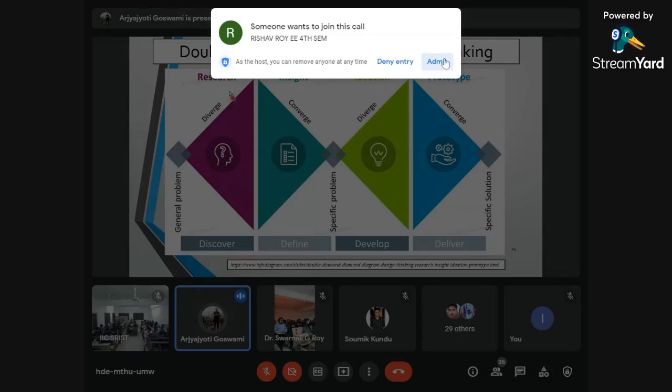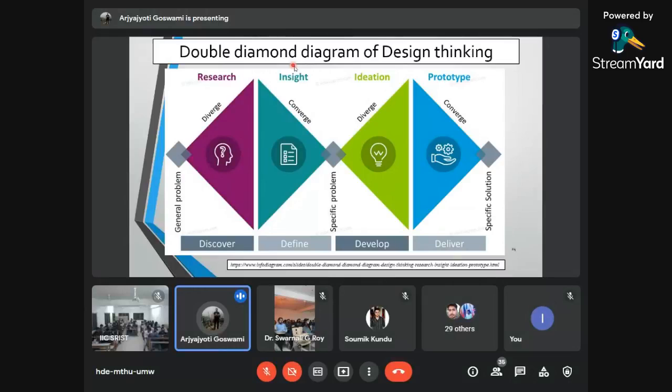You do your research in whichever way possible. Then you develop insight. From all that data, you try to figure out exactly what the actual, specific problem is. So then you have to converge. Here you can see it converging. So this is the first diamond: you diverge into research and converge into the problem. Then the second diamond is ideation.